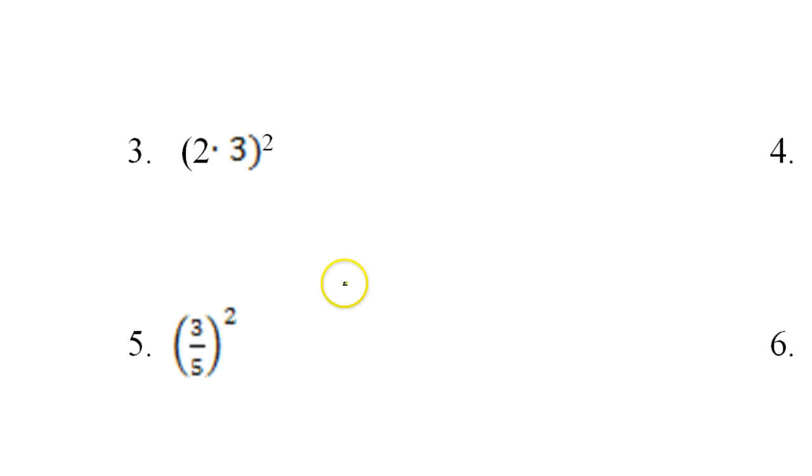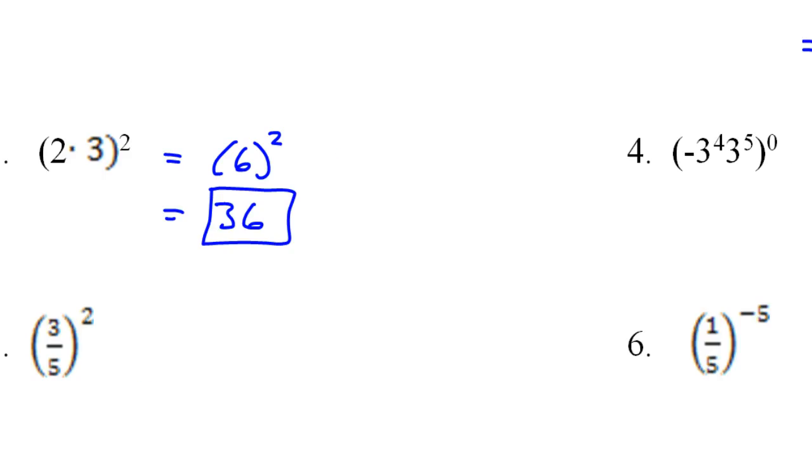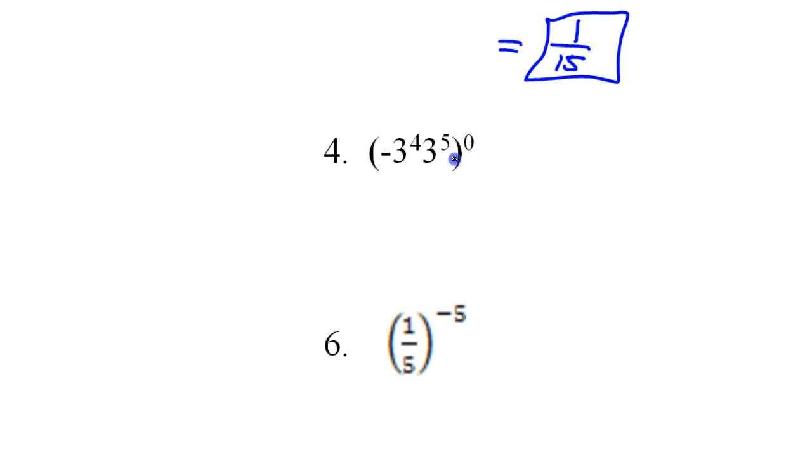Number 3. Okay, so here we have 2 times 3 and then squared. So 2 times 3 is 6. And then 6 squared is 36. Number 4. Anything to the 0 power is 1. So, what's out?